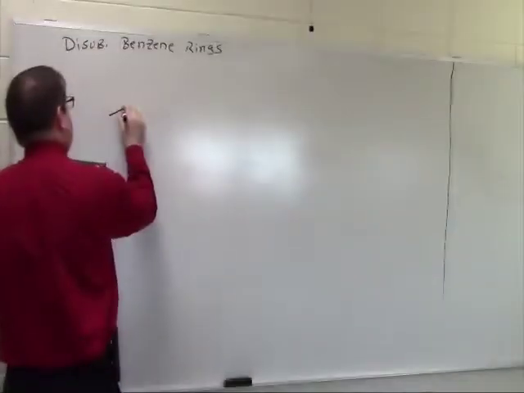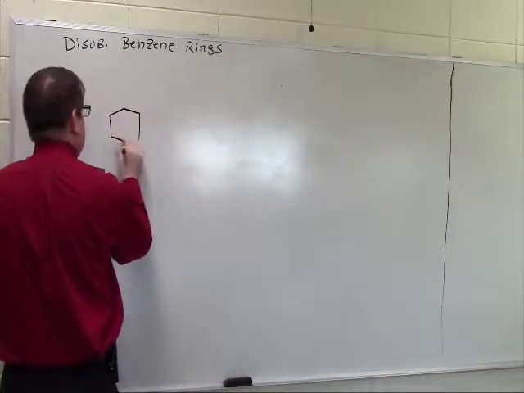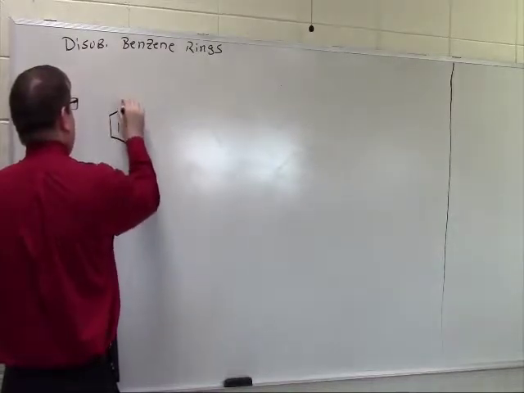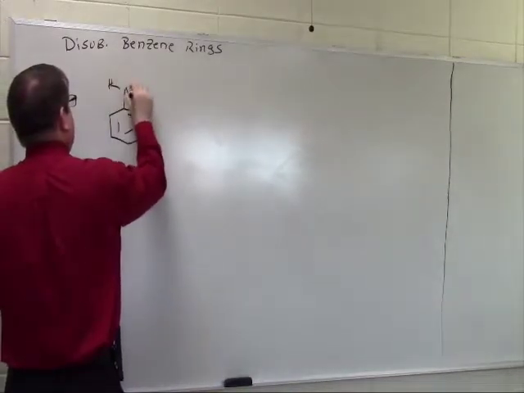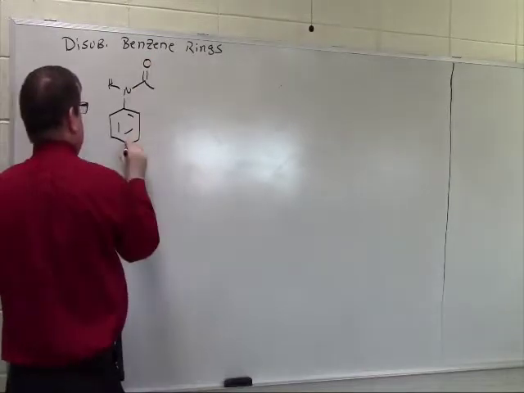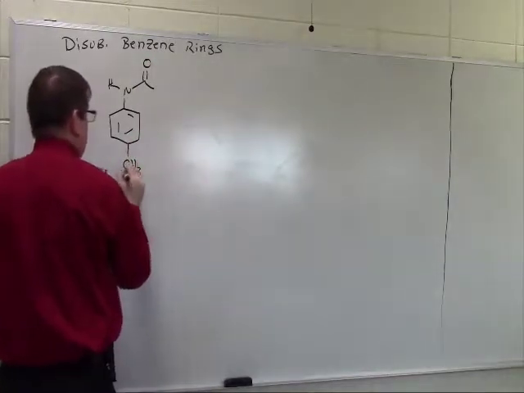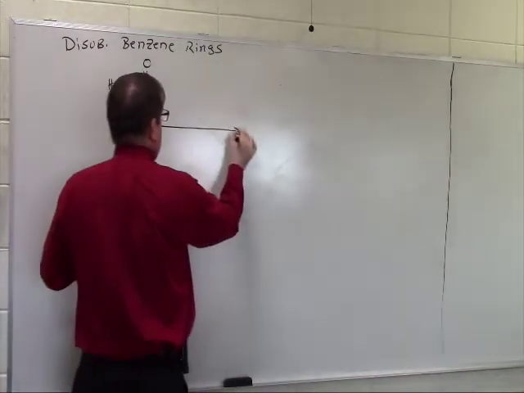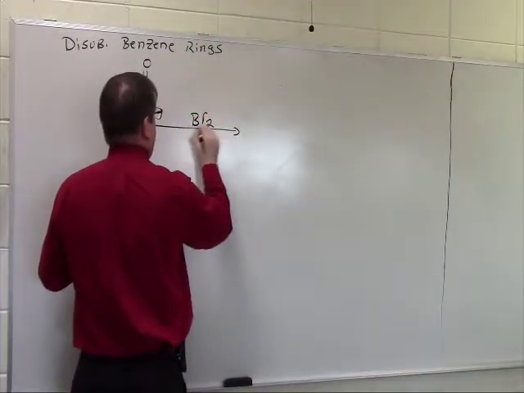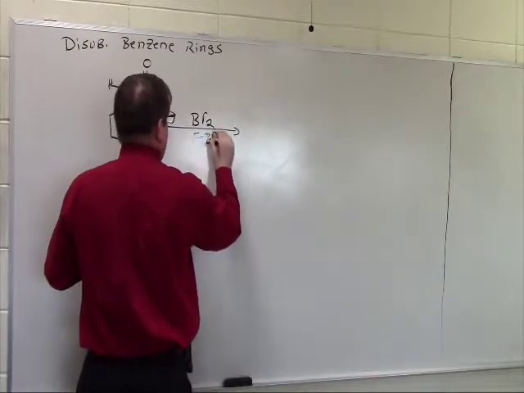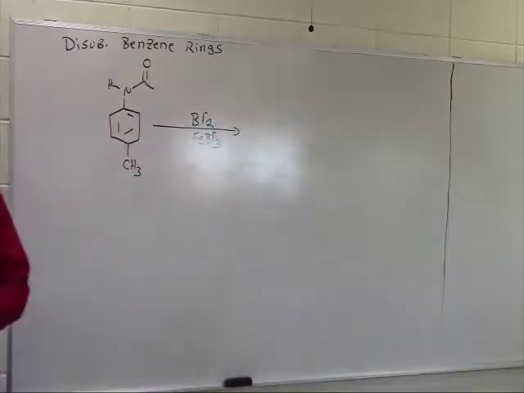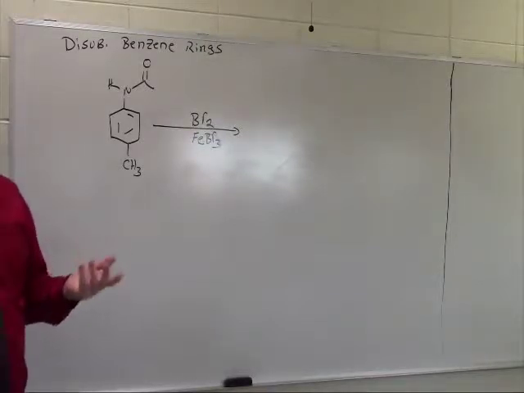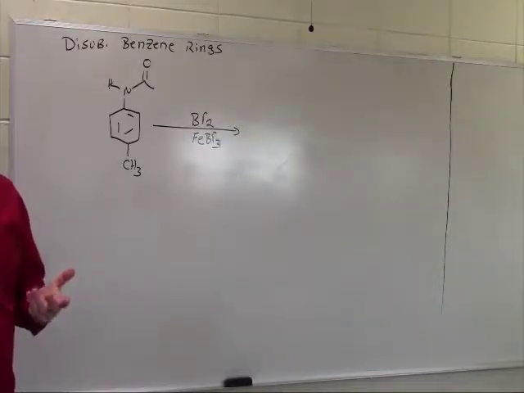Let's take a disubstituted benzene and let's make it a trisubstituted benzene. So let's say we start off with this substituted aniline, and let's say we're going to react this with bromine and iron tribromide. What's the reaction? What are we going to put on the benzene ring? Bromine. We're going to replace one of the hydrogens with a bromine, right? Where's it going to go?